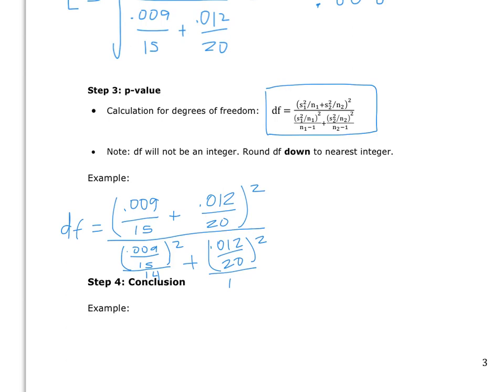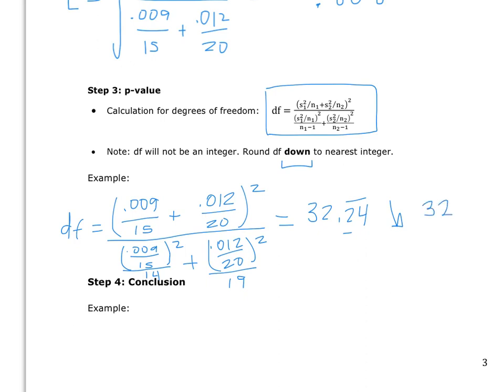This is pretty easy to plug into your calculator just all at once. You can just get that numerator, and then you use some parentheses and divide by that denominator. And we end up with 32 point, actually, I think it's repeating 4. So it's not an integer. We need degrees of freedom to be an integer. We always round down. So it doesn't matter what the decimal is, even if that first number is greater than 5, we're going to round down. So round down to 32.